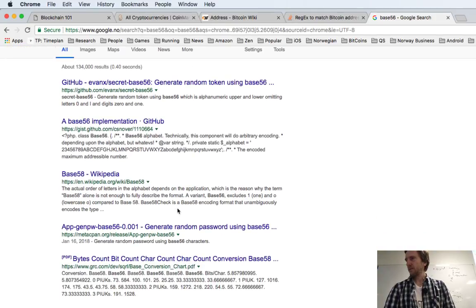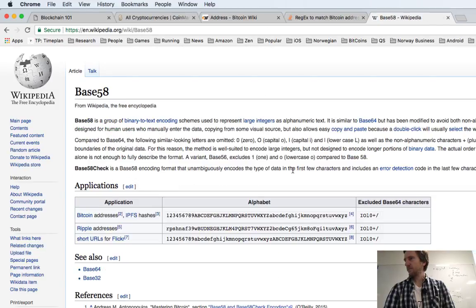So base 60, P58, and base 58. Which one is which? It's base 58.